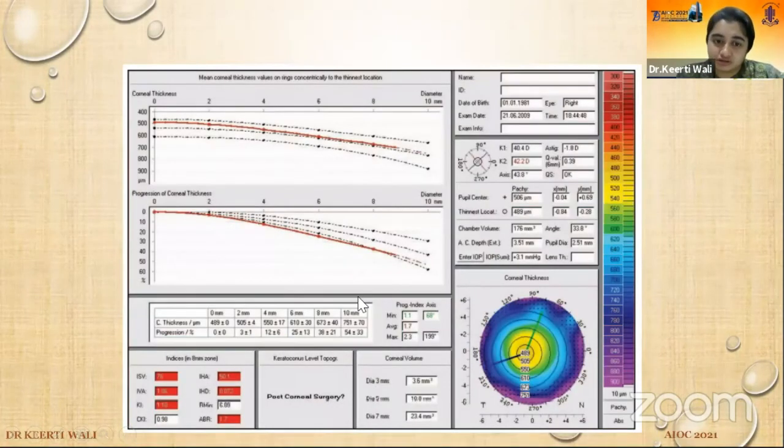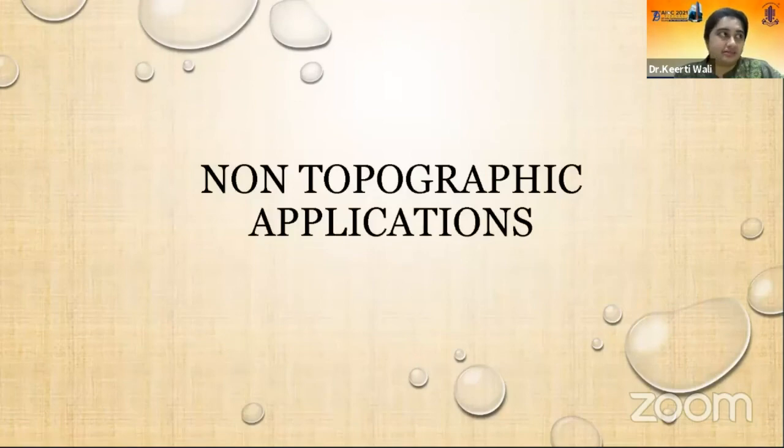On Belin-Ambrosio also you can see that the indices are pathological and there is an S shape and a steep fall in the percentage corneal thickness. So this is how the pentagram helps us in knowing the high risk and the moderate risk patients for refractive surgery.